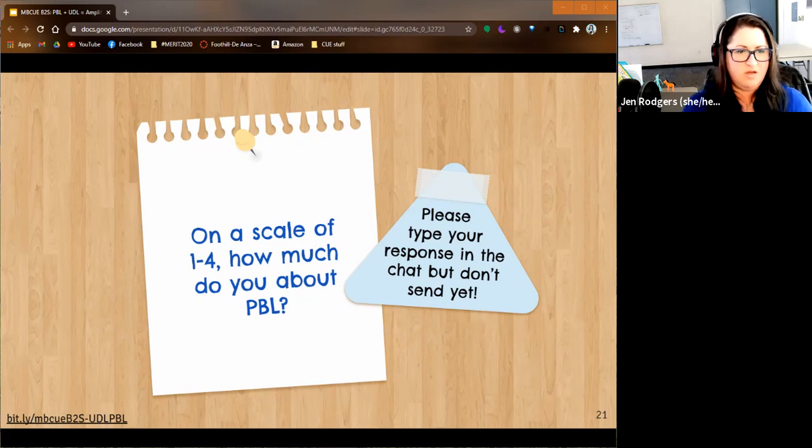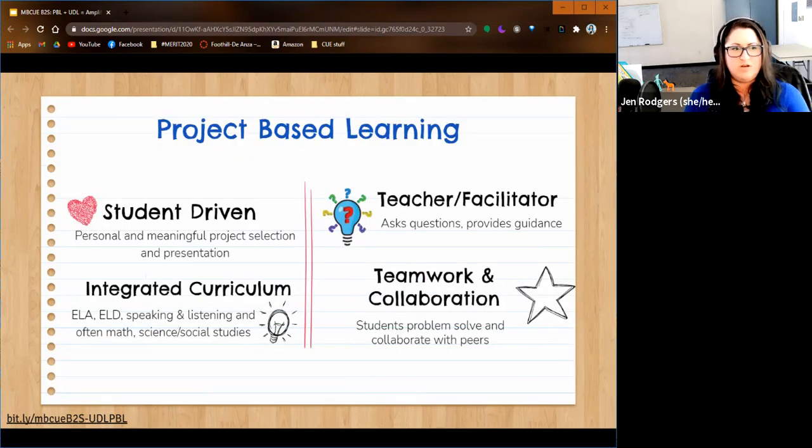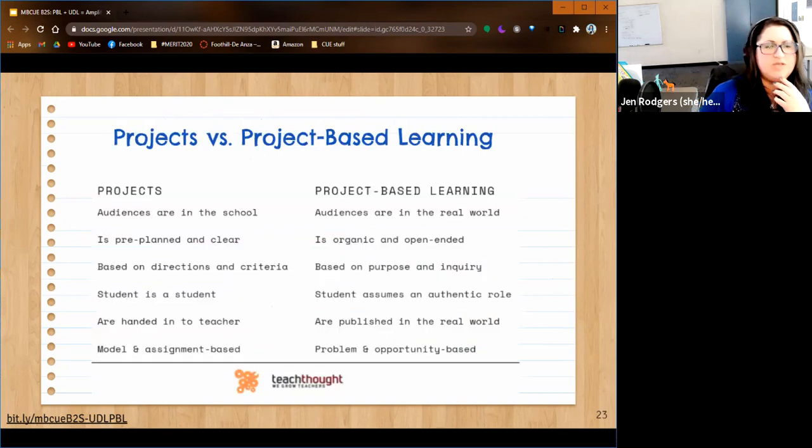So let's talk about this. Project-based learning is not just projects. I'm going to start here and go backwards. Projects are something that is scripted by the teacher. The criteria is pre-planned and clear. It's given to the students. They have directions and criteria.